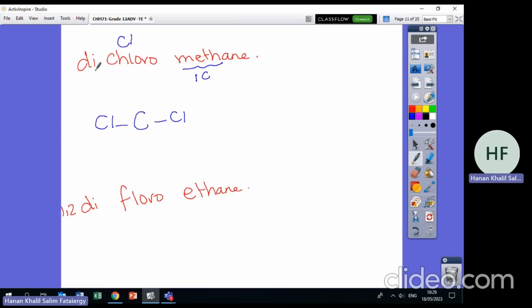Now dichloro means 2 Cls and methane means 1 carbon. Now is this carbon satisfied, does it have 4 bonds around it? No. Why? Because it only has 2 bonds. So what will I do? I will add 1 hydrogen here and 1 hydrogen here. So what is the formula now? CH2Cl2.